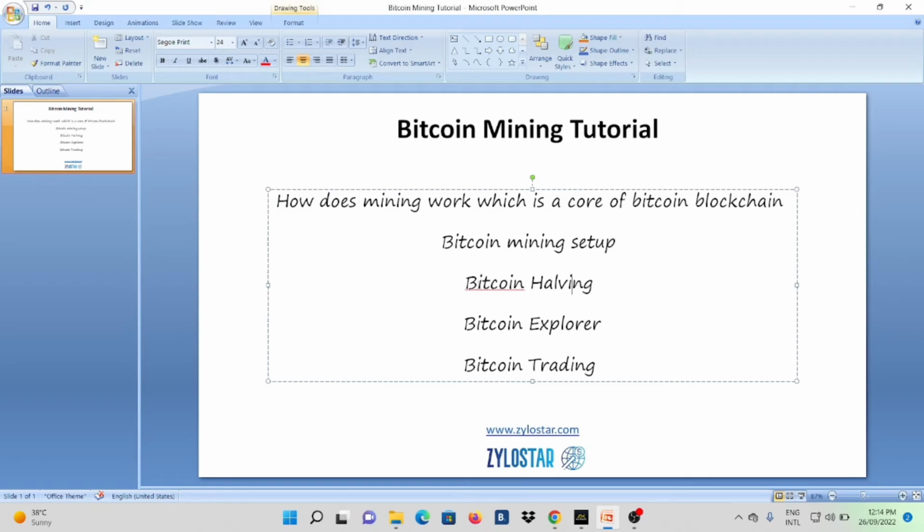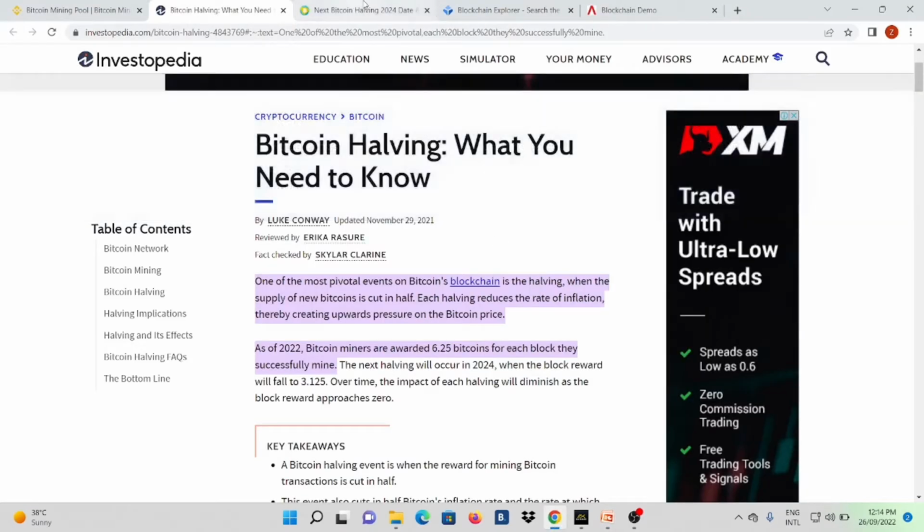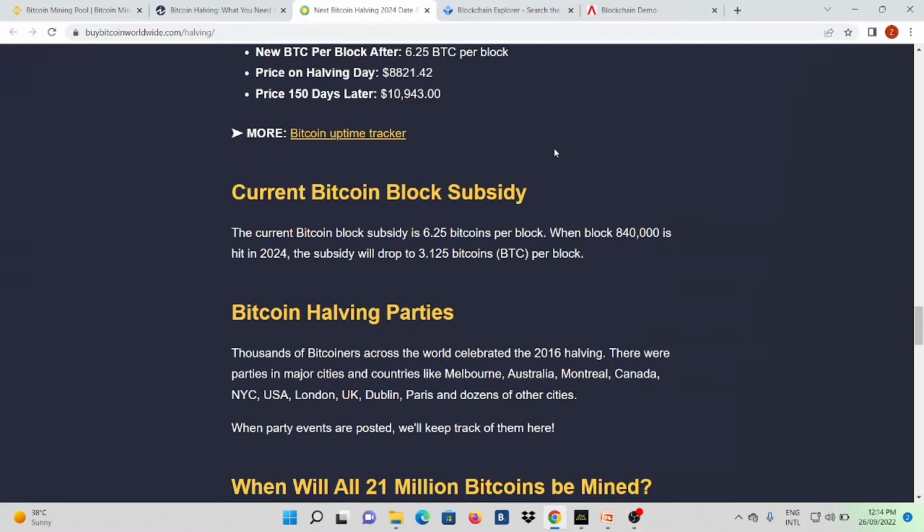Now we'll talk about what is Bitcoin halving. Generally, what happens is every 4 years Bitcoin rewards change. People who mine Bitcoin get Bitcoin in return. And once the price of Bitcoin goes higher, these miners sell Bitcoin in the market and get dollars back, right? Whenever the miner does mining, in reward they're getting Bitcoin and they have to sell it to earn money, right?